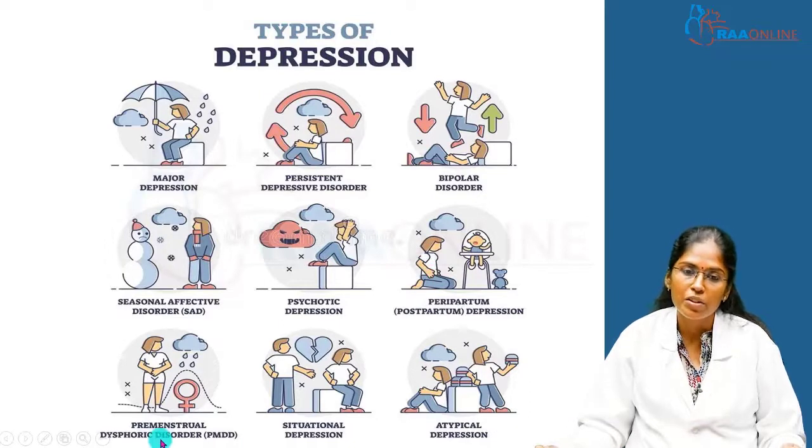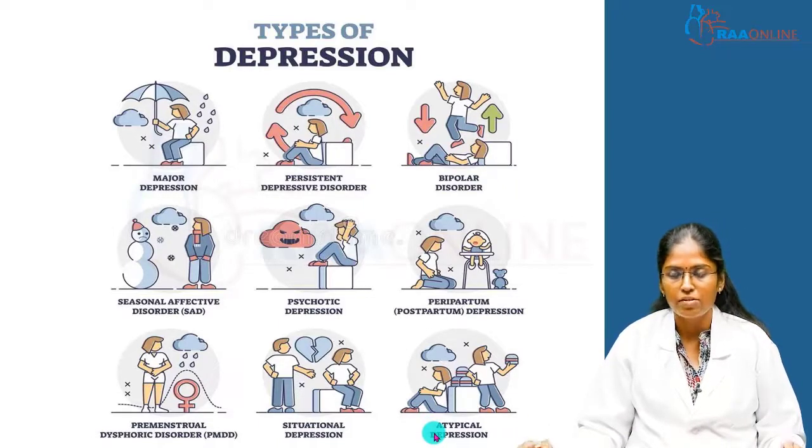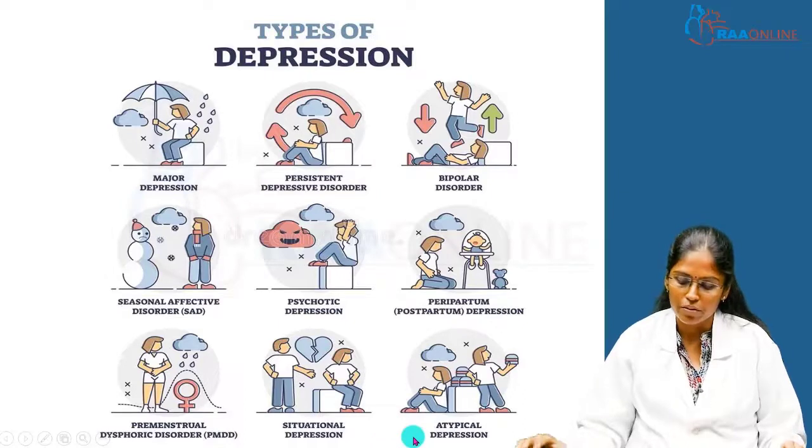Next is premenstrual dysphoric disorder, otherwise called PMDD. One or two weeks prior to the onset of menstruation, women used to be affected by this disorder. Next is situational depression. This occurs because of the loss of loved ones. And then atypical depression. In this kind of depression, the patients will have a different kind of features apart from the normal signs and symptoms of depression. So these are the different kinds of depression.